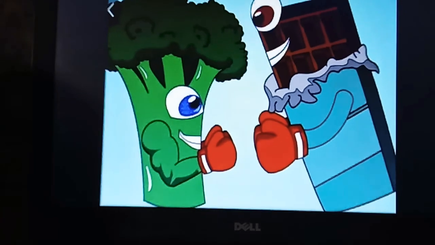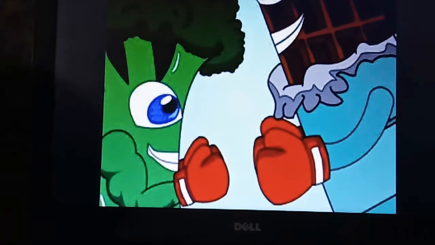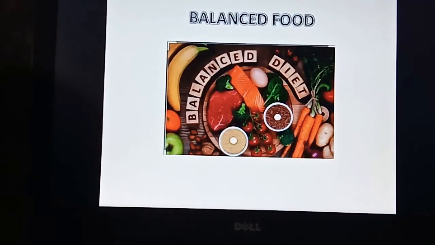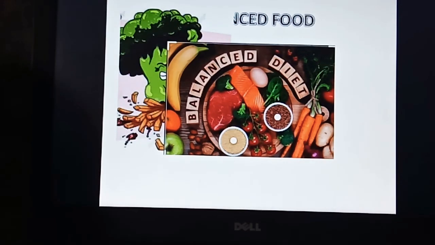A balanced food should contain the nutrients such as carbohydrates, proteins, fats, vitamins, minerals required by the organism for their growth, maintenance and repair of their body tissues and energy production.